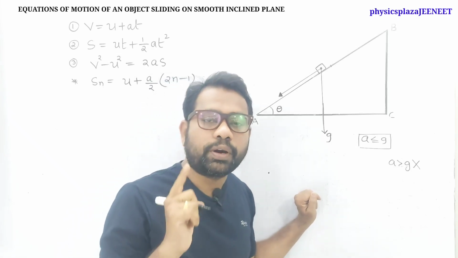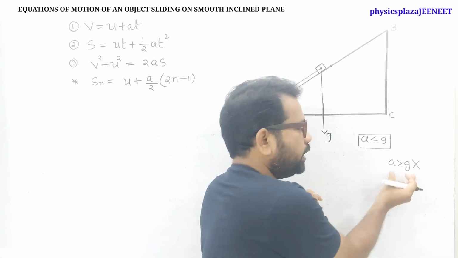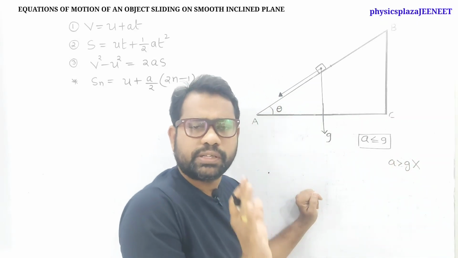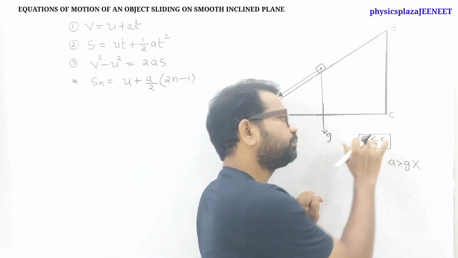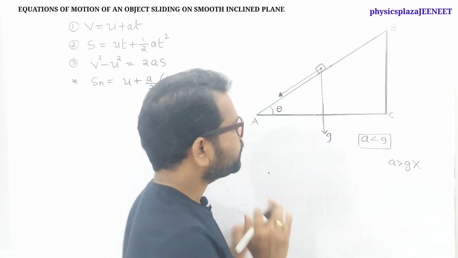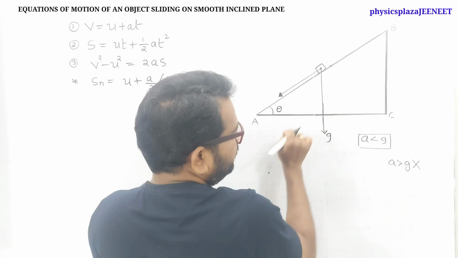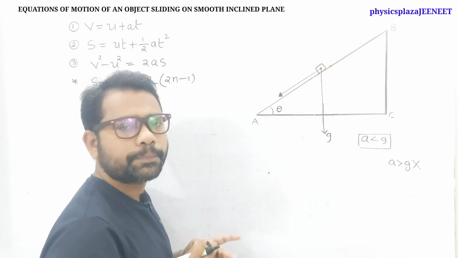So here 2 points you should remember. Friction is neglected. Second point, a should not be greater than the g value. It is equal or less than. Actually, it is less than only. Equal is not possible. A is less than g only. Clear? Fine children. Now it is very clear that the g value will be acting in the vertically downward direction only.